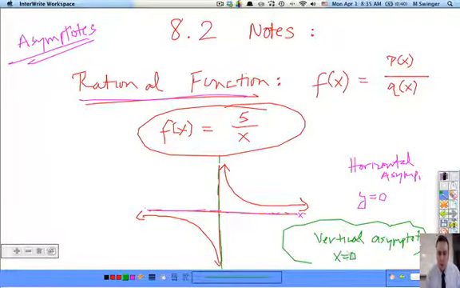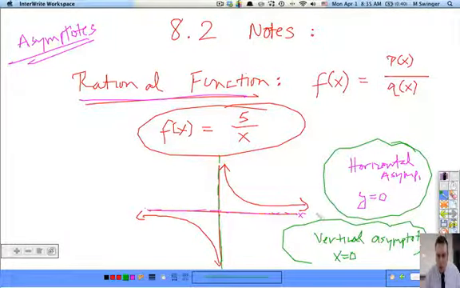Okay, so what you're going to find, especially in the later sections where it gets harder, is all the vertical asymptotes, which is just this one for now. And you're going to find all the horizontal asymptotes. Where doesn't it cross horizontally? Just right here. So that's all you need to know for this rational function.